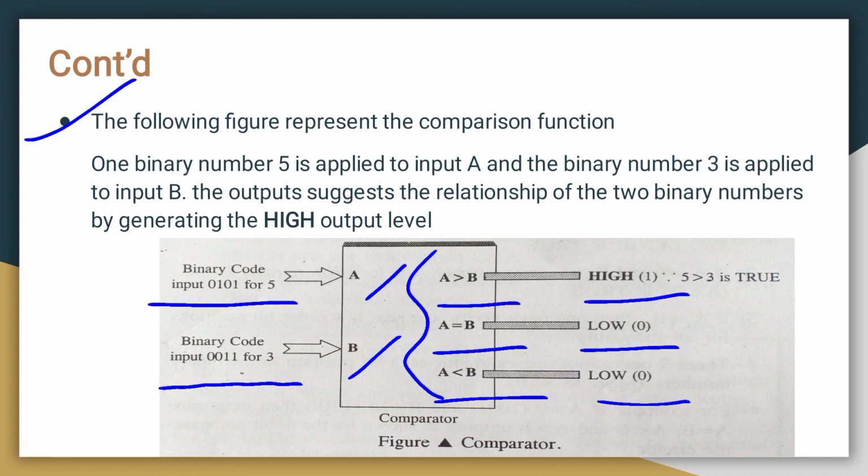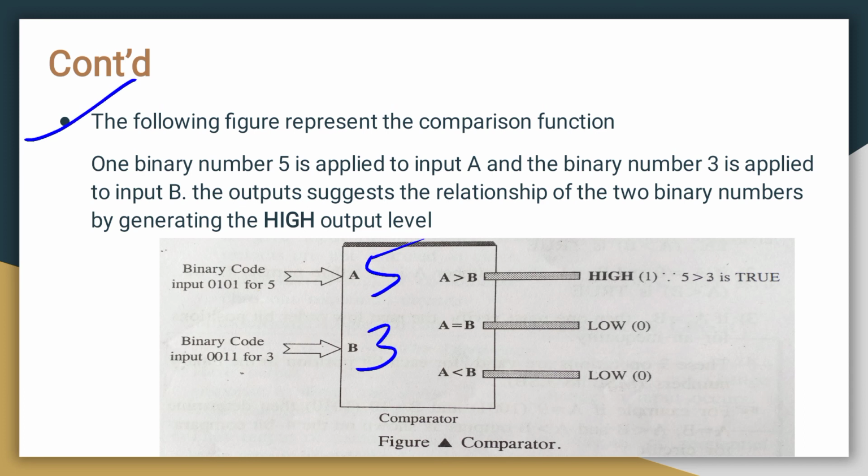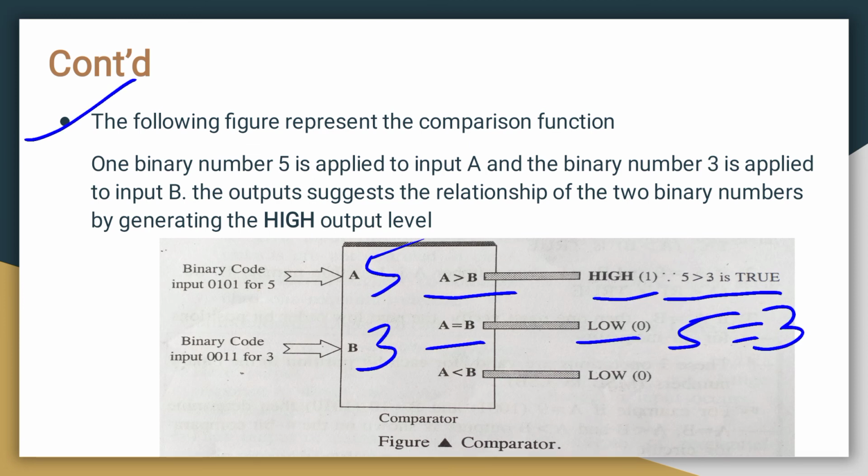Clear? For this example, we have taken here 5 and here 3. Nothing but 5 is greater than 3. Condition is true, right? So 5 is greater than 3, condition true. So the output is high. For 5 is equal to 3, the condition is false. So nothing but it is low. Again 5 less than 3, the condition is false, nothing but the output is low.